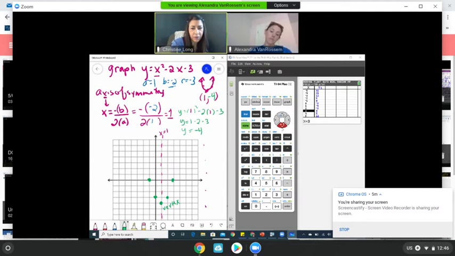Now that is enough points to make you a U shape for you to sketch a graph of this parabola x squared minus 2x minus 3. Now make sure you put arrows on it because it continues to go up and up and up. Mrs. V, can you zoom in on that table really quick?